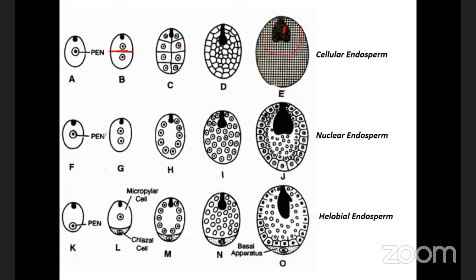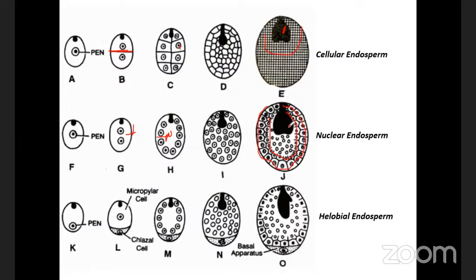Whereas in the nuclear endosperm, only nuclear division takes place, with no cell division and no cell formation. The nuclei fully load the embryo sac. It forms layers of the endosperm, an outer layer and an inner layer, like that.